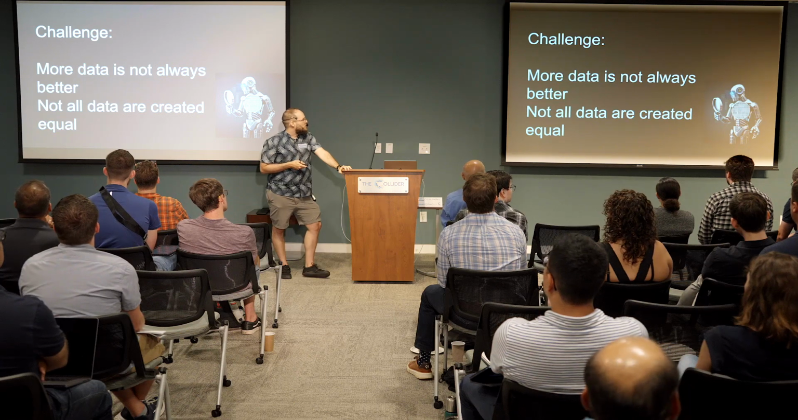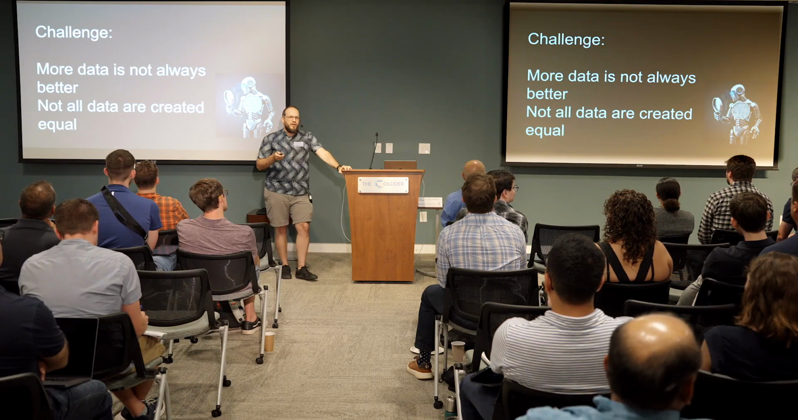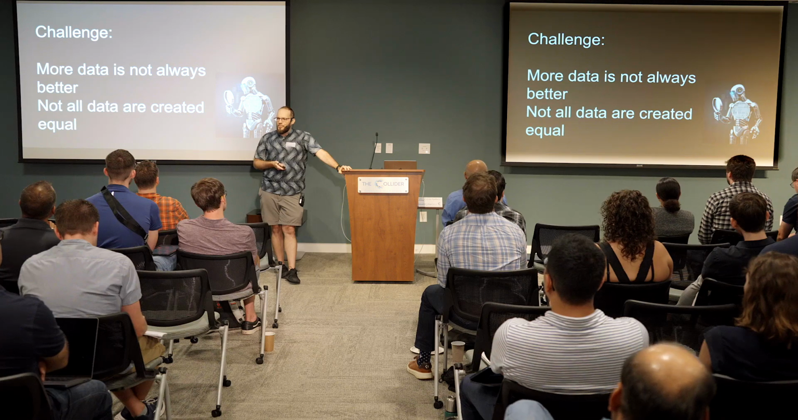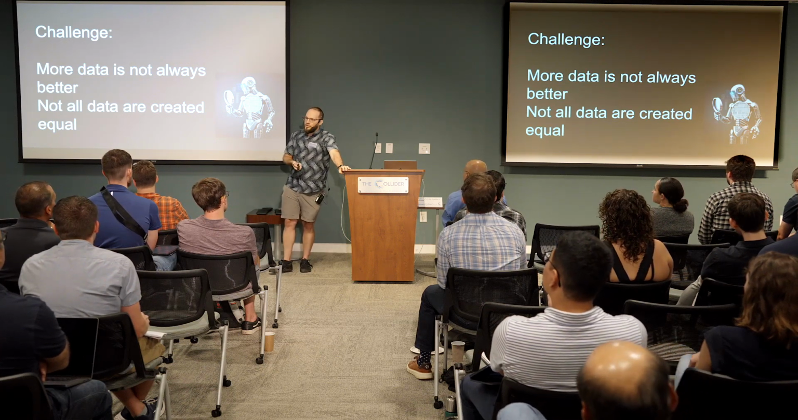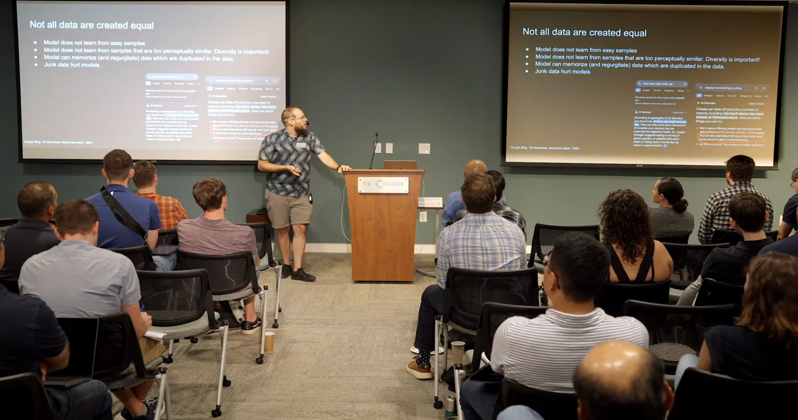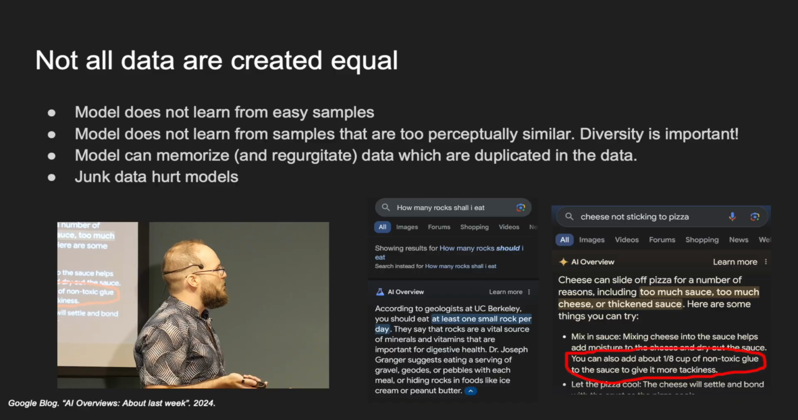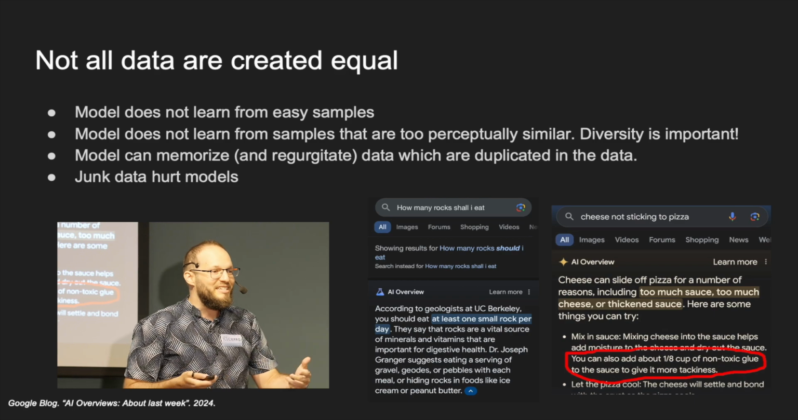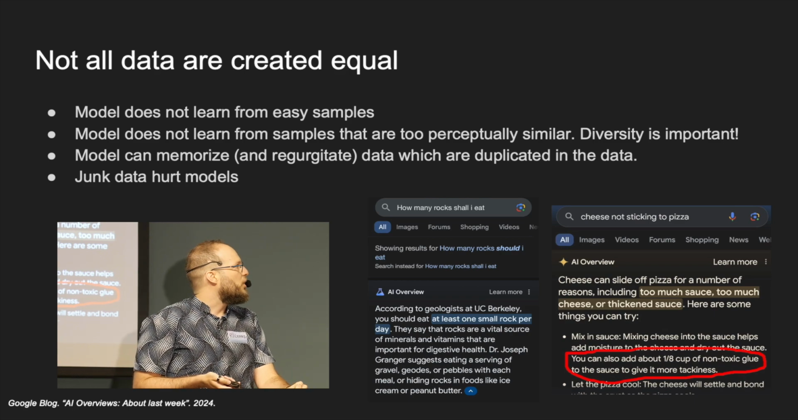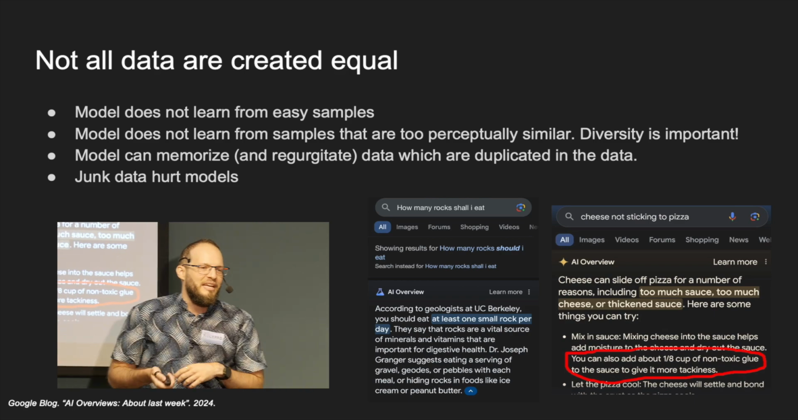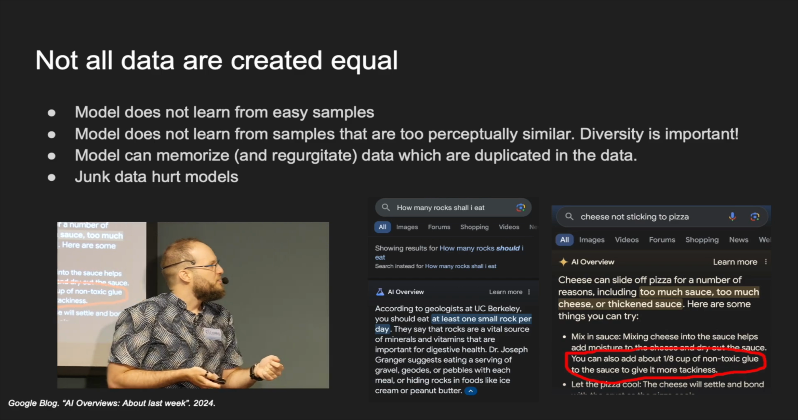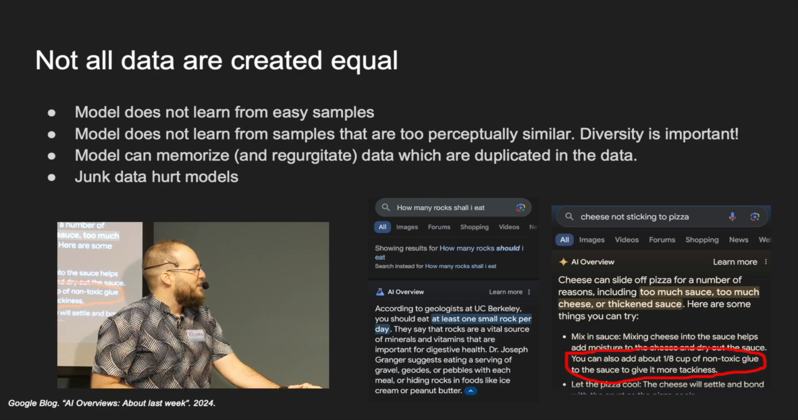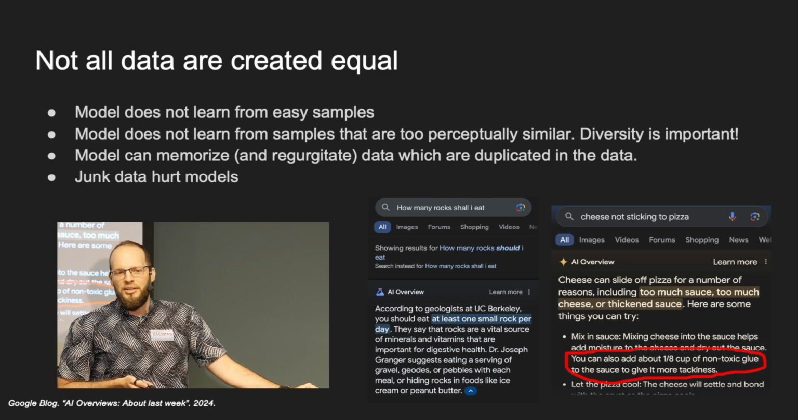Another challenge I wanted to talk about is that it's not always the case that more is better when it comes to data. Some data is better for training your models than other data. This is for various reasons: models stop learning from very easy samples, or if you have too much perceptual similarity or semantic similarity in your data, that can cause problems. And there's just a lot of plain junk on the internet.